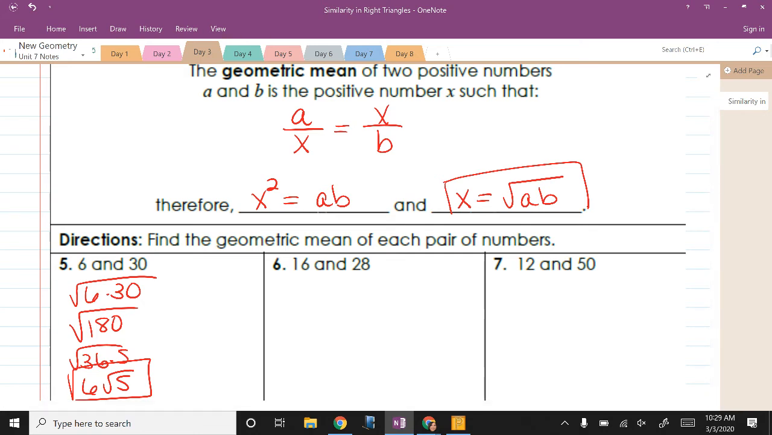16 and 28. So you take the square root of 16 times 28. It's a pretty big number. What is 16 times 28? 448. All right. I don't think 400 goes into it. Y'all tell me what you think. Is that the largest one?